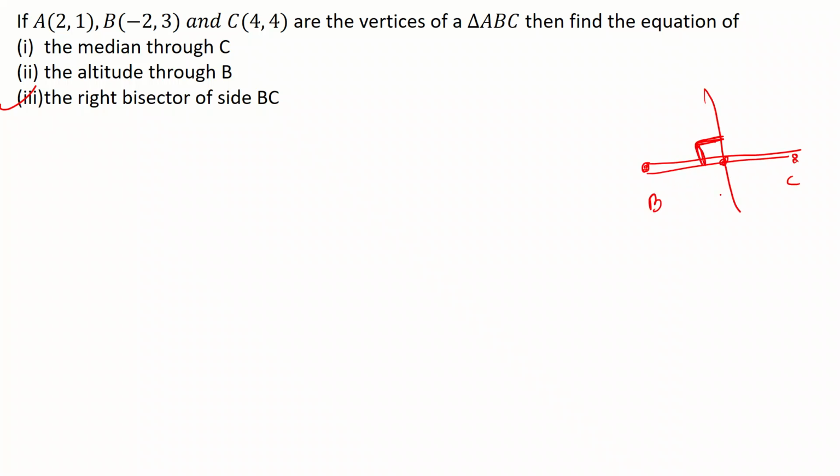You find out its midpoint using x1 plus x2 by 2 and y1 plus y2 by 2. So you can find out this midpoint, and you can find out the slope of this line, because it will be the reciprocal and sign changed of this slope. So if you find out the slope of BC, then you can find out the slope of this line as well, reciprocal and change the sign. So you have the slope, you have this point, you can easily find out the equation.